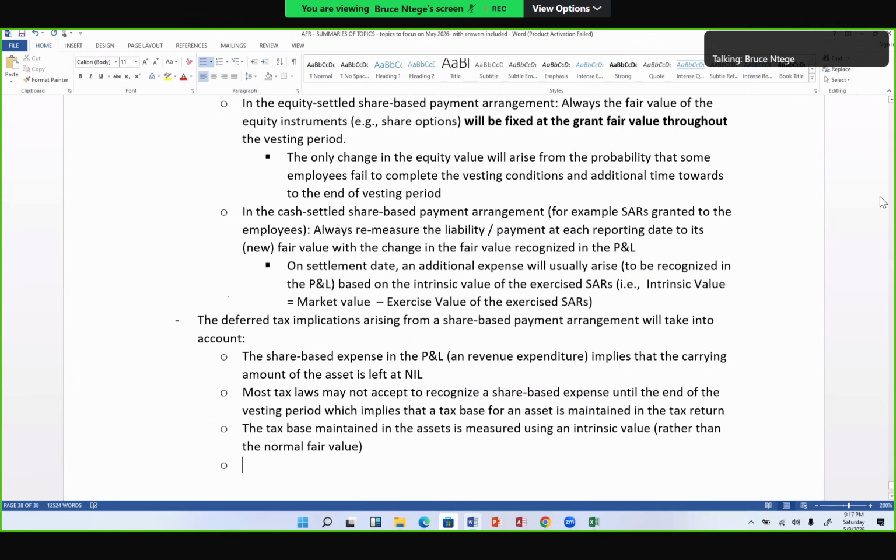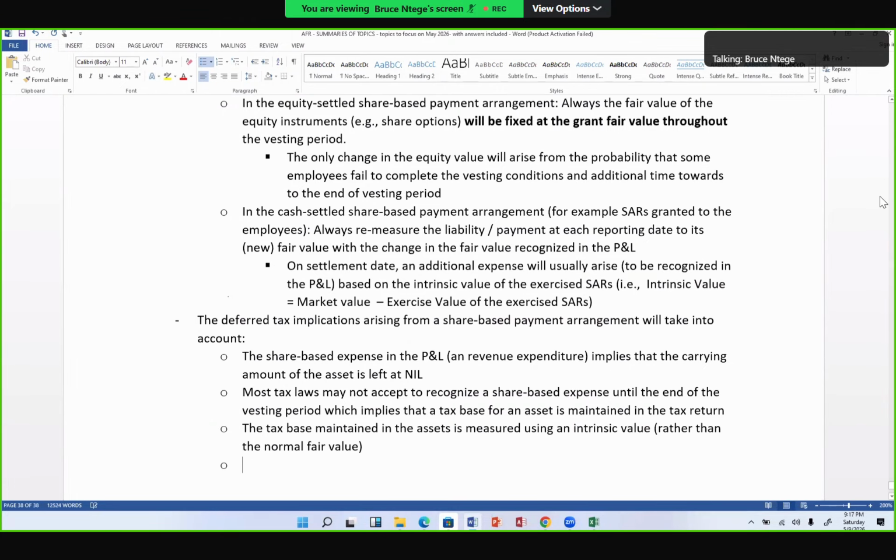So ideally then we have two differences. We have a timing difference because for you, you're expensing every year on accrual basis, while the tax law says we shall only expense at the end of the maturity of the vesting period. You also have a measure or value difference. For you, the value is based on fair value for that share-based payment, while the tax law says no, we go with intrinsic value.